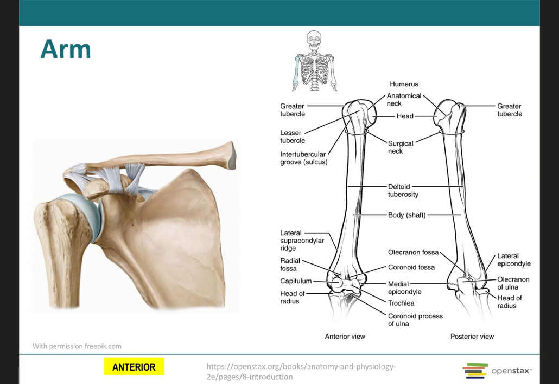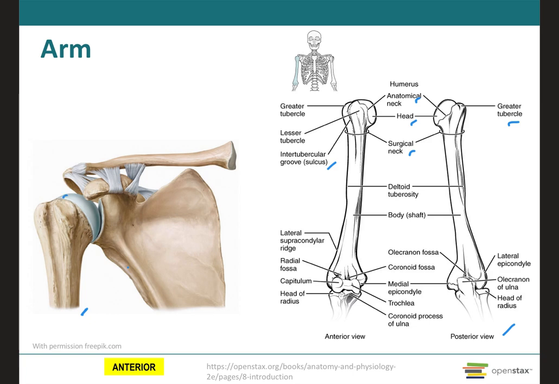So let's take a look at the bone features that belong to the arm. There are a few that I want to talk about. This image to the right is a good reference because it will tell you where all the bone features are going to be located. But it's a little bit hard for you to see in details where the bone features are. So we're actually going to use the image to the left to talk about most of the bone features.